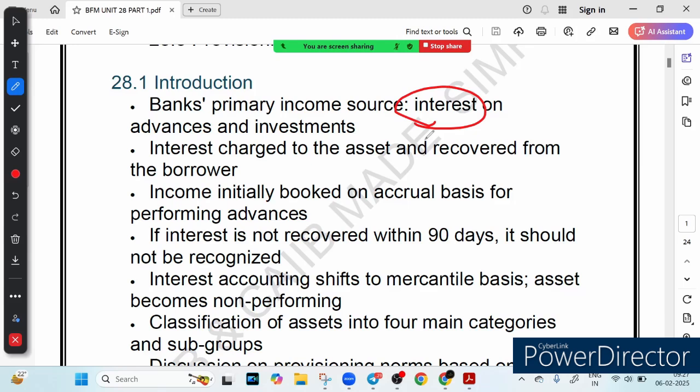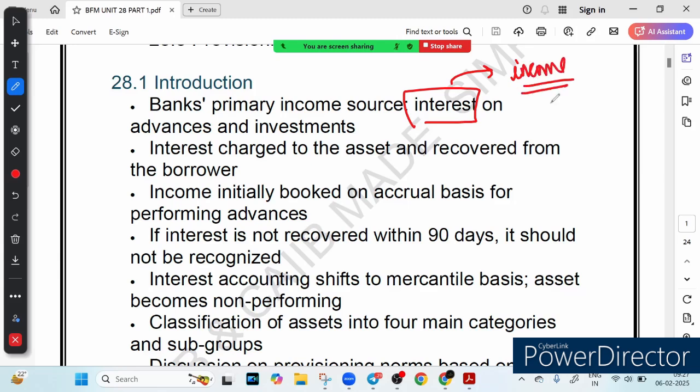But here is the catch. What happens if the borrower stops paying? Does the bank still count it as income? Let's break it down in the simplest way possible. Imagine you lend money to a friend and agree that they will pay you back with some extra amount as interest. That is exactly what banks do on a much bigger scale. Banks charge interest on a loan or advance, and record this interest as income.